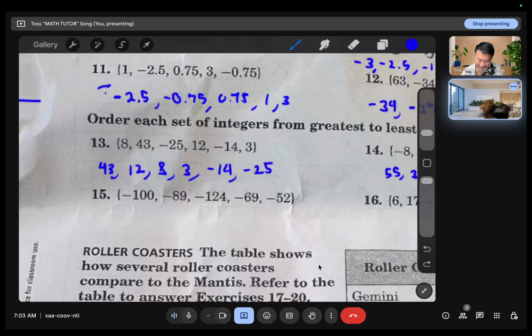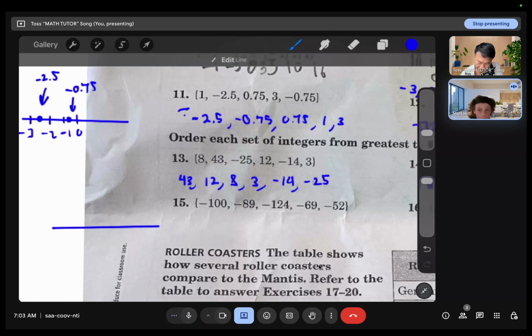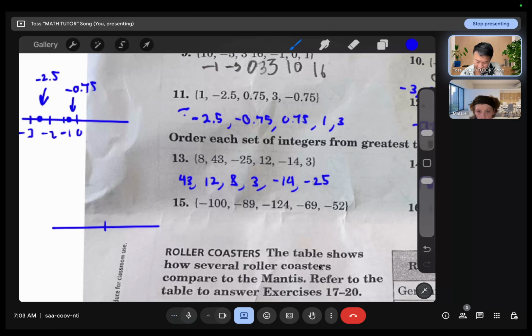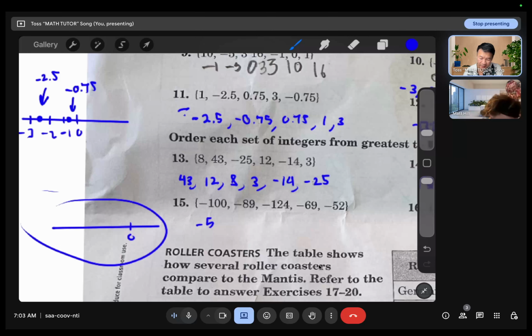The greatest one, right? Are you sure it's 69? Negative 69, you mean? It's negative 124. Okay, let's say 0 is here. Oh no, it's negative 52. Sorry. Okay, now you're seeing it. Look at the number line. Even when you start sketching it, you can see it immediately, I hope. Like big negative number.